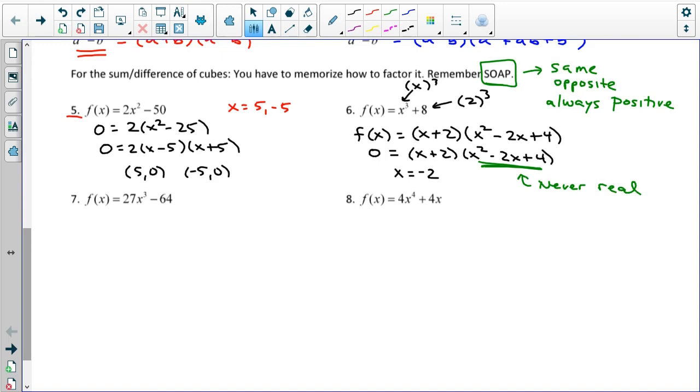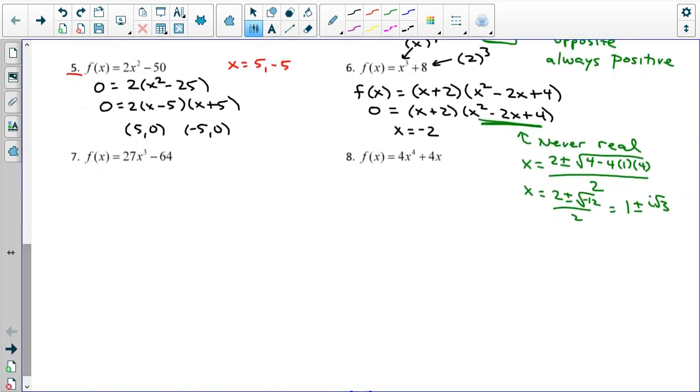And what I'm going to end up with when I do this, I'm only going to do it once. On 7 and 8, you're just going to have to trust me just for the interest of time. But x equals 2 plus or minus the square root of b squared minus 4ac all over 2 times a. So in this case, my other x-intercepts, which are imaginary, would be 2 plus or minus the square root of negative 12 over 2, which simplifies to 1 plus or minus i root 3. So those are my imaginary roots, comma 0, of course.